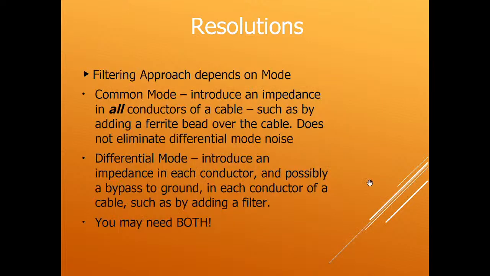So in common mode, we would like to introduce an impedance in all of the conductors of the cable. And we can do that by adding a ferrite bead around the cable. And that does not eliminate differential mode. If it is differential mode, then we have to introduce an impedance in each of the conductors separately and possibly have a bypass path to ground in each of the conductors. So in that case, we basically need to add a filter. And you may need to do both. And I'll give you some examples of where that happens.